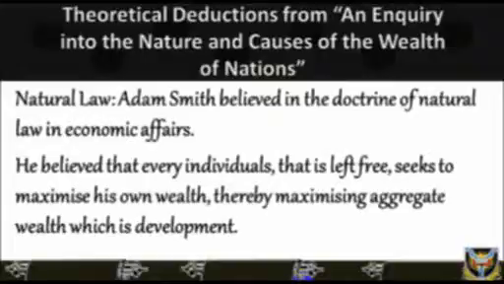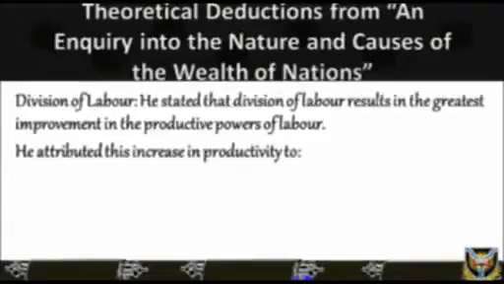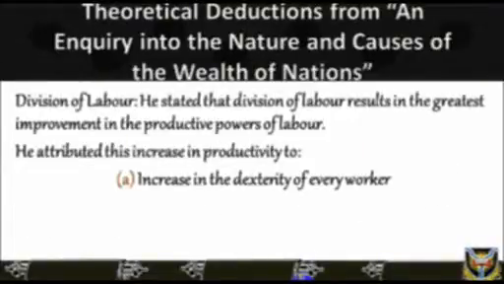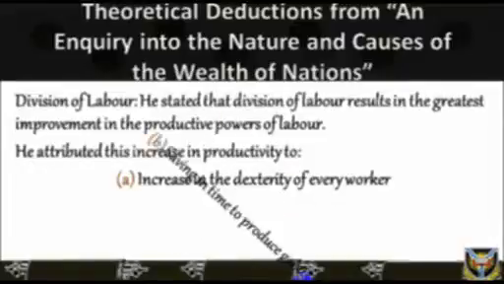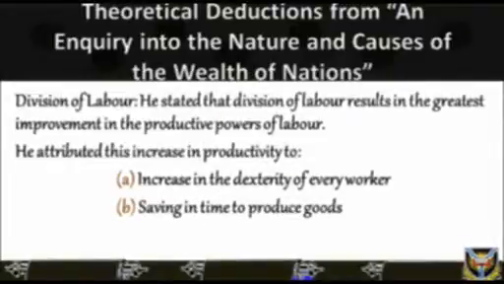Smith was naturally opposed to any government intervention in industry and commerce. Therefore, he believed that every individual that is left free seeks to maximize his own wealth, thereby maximizing aggregate wealth, which is development. 2. Division of labor. This is the starting point of Smith's theory of economic growth. He stated that division of labor results in the greatest improvement in the productive powers of labor.